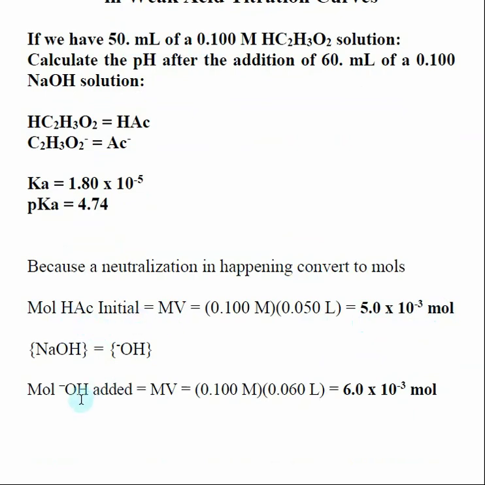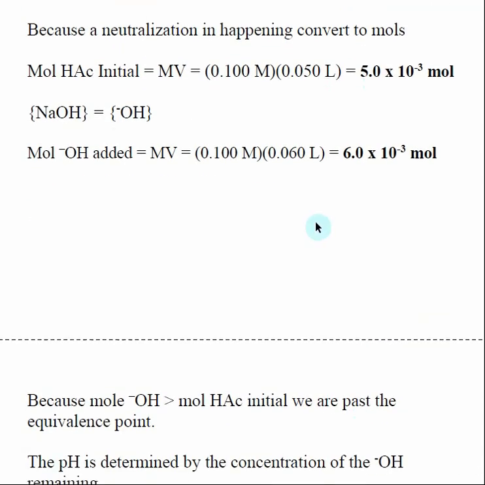This tells us we have 5.0 times 10 to the minus third moles of our acetic acid initially. I then want to find the amount of hydroxide we've added. So moles equals molarity times volume. Molarity is 0.1 molar, that was given. The volume is 60 milliliters or 0.06 liters. So we get that we've added 6.0 times 10 to the minus third moles of our base. What we always want to do when we're doing a neutralization titration like this is compare the amount of acid that we're starting with to the amount of base that we've added and see the relative amount of moles. In this case, because the number of moles of hydroxide is greater than the number of moles of weak acid that we have initially, we know that we are past the equivalence point.